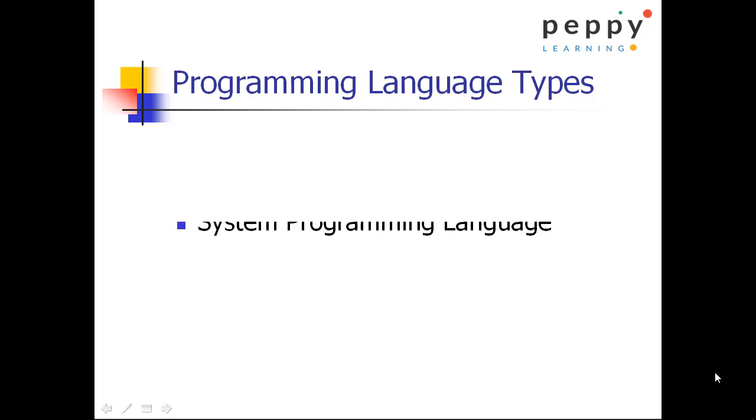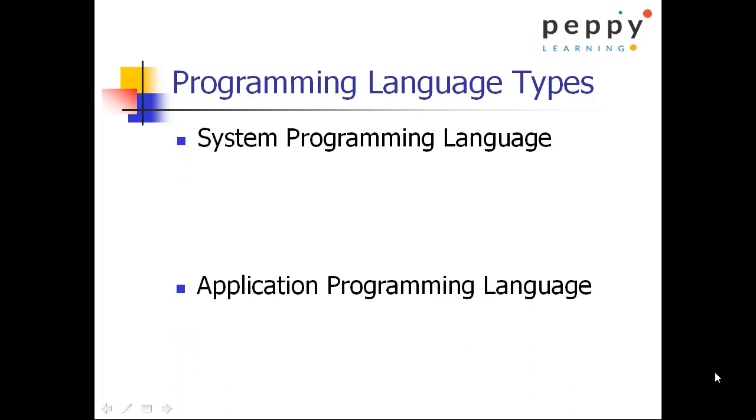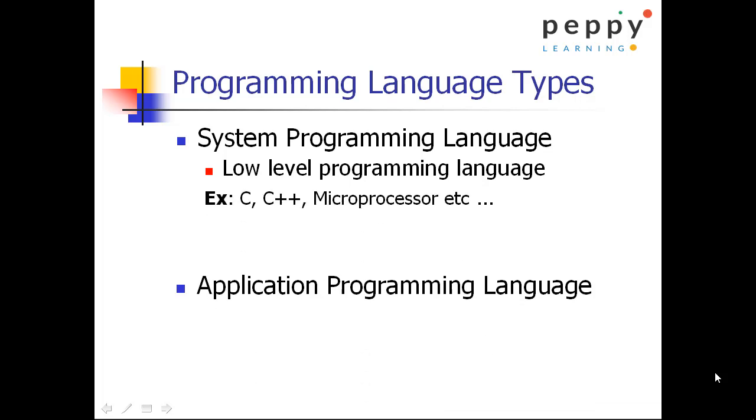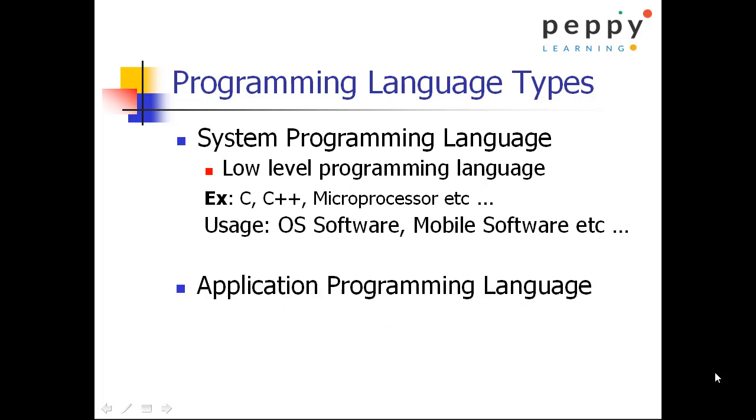Programming language types are categorized as system programming language and application programming language. System programming language is also called low-level programming language. C, C++, and microprocessor are few of the system programming languages. Few of the system programmings are operating system software, for example, Linux, Windows, Macintosh, and mobile software like Android, iOS, and Windows operating system.